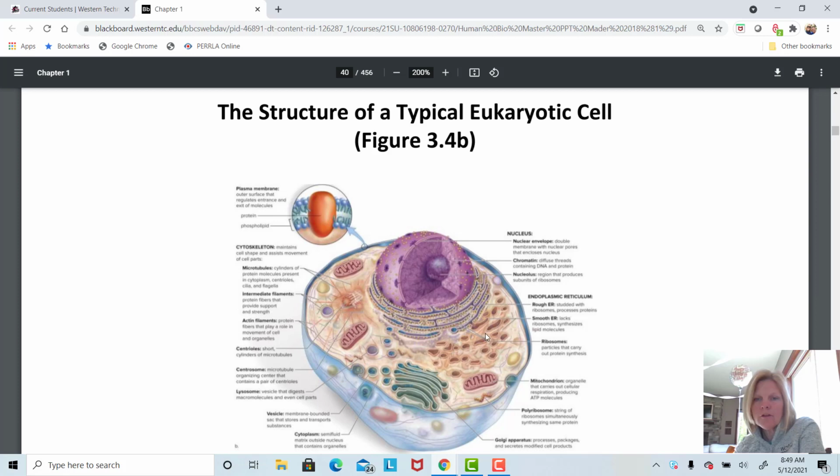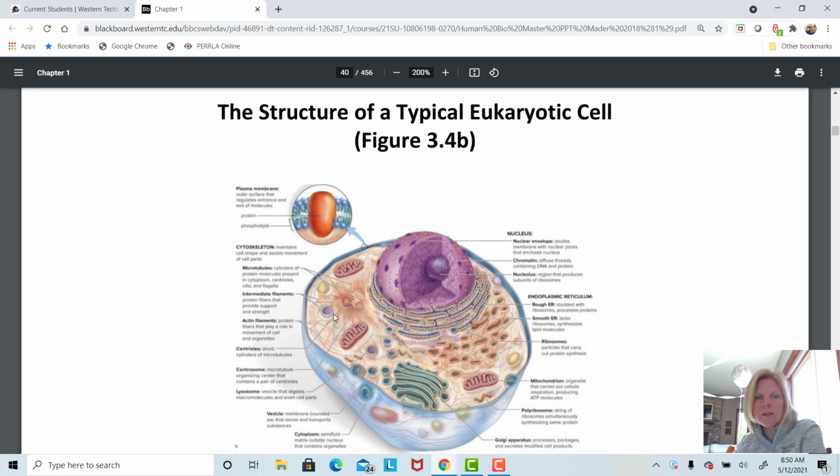And then this is the smooth ER. So this is a network of membrane that does not have ribosomes attached, and its job is to manufacture and transport fat molecules or lipids. So the rough ER manufactures or helps modify and transport proteins, and the smooth ER helps modify and transport lipids. So that's just a general overview of the anatomy of the cell.